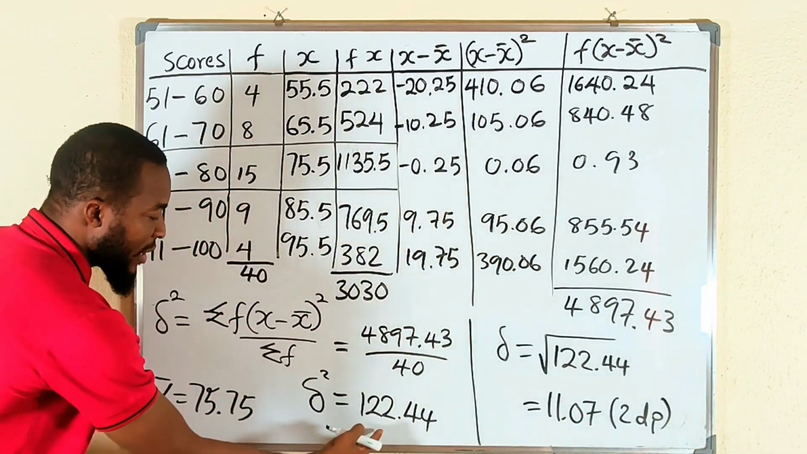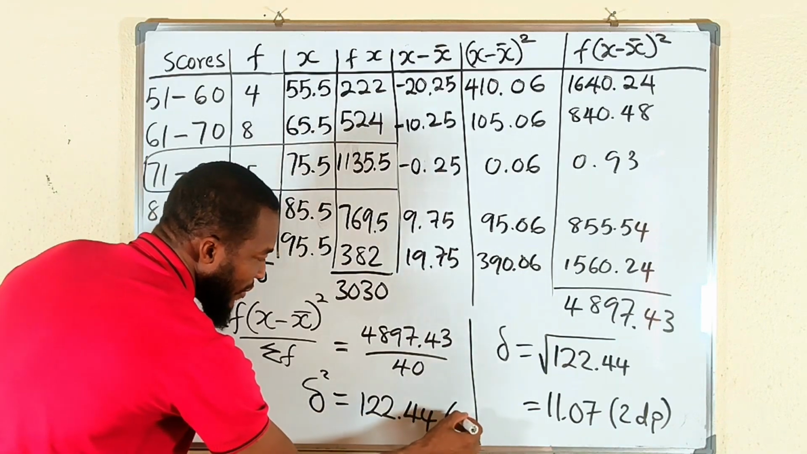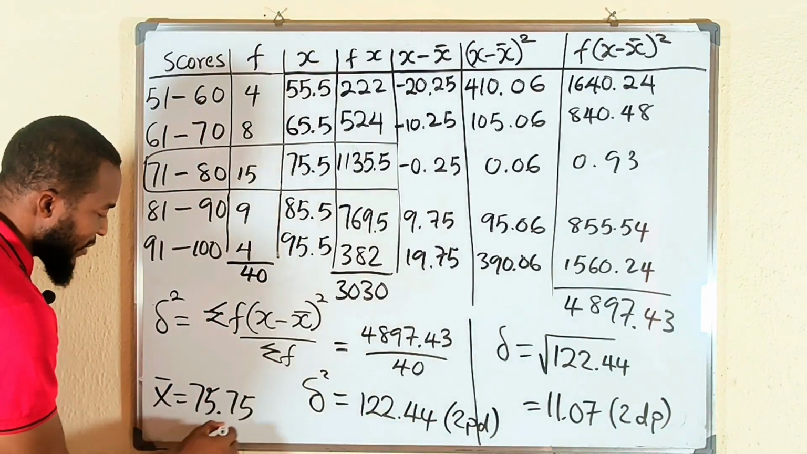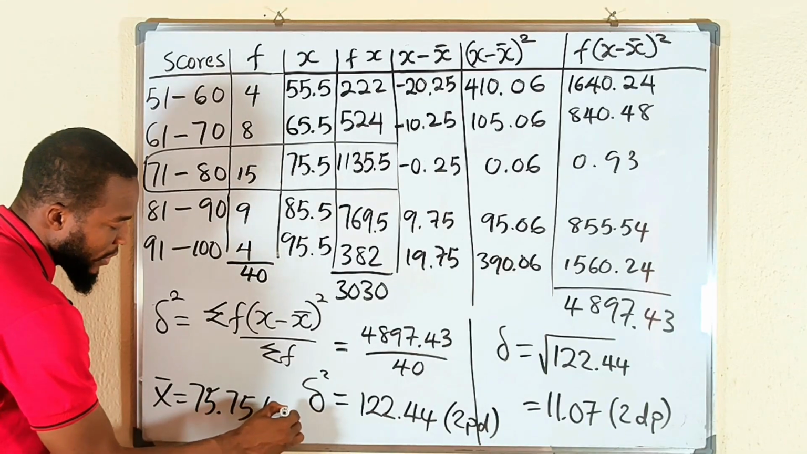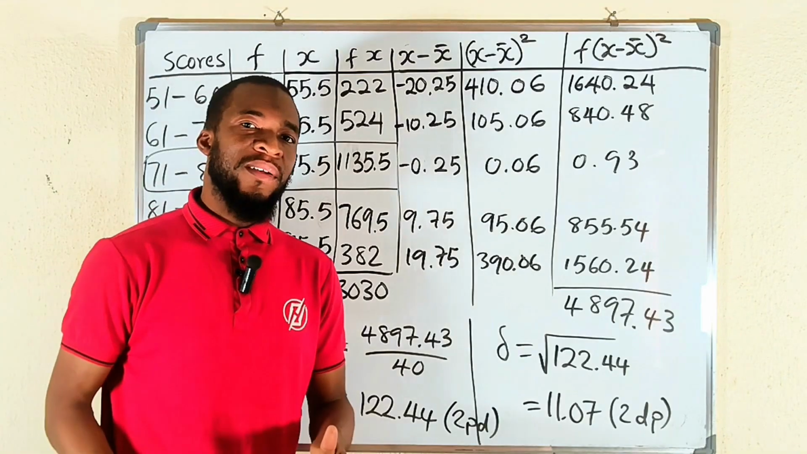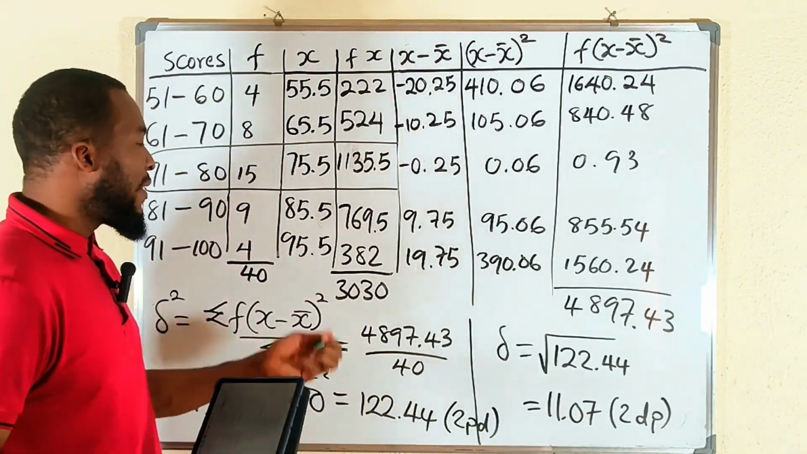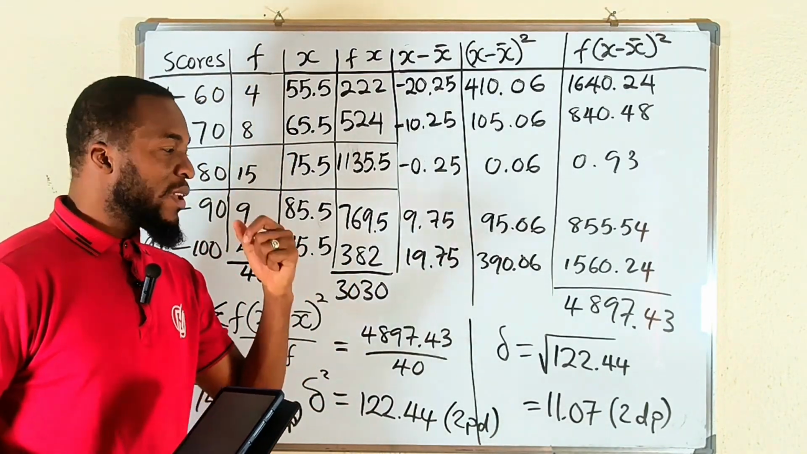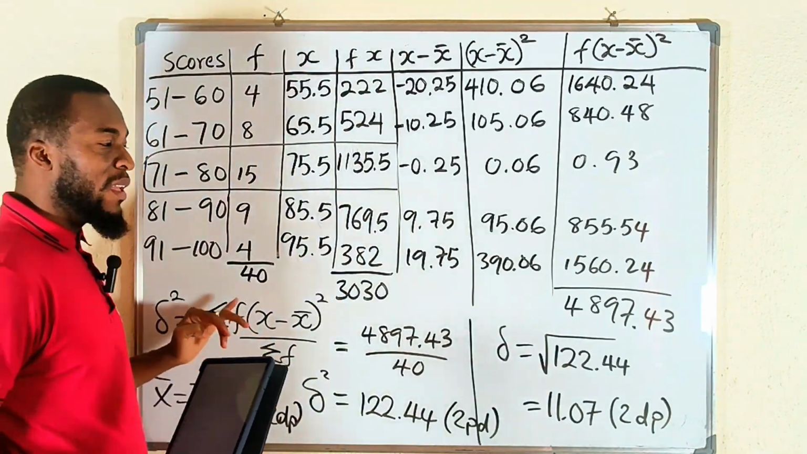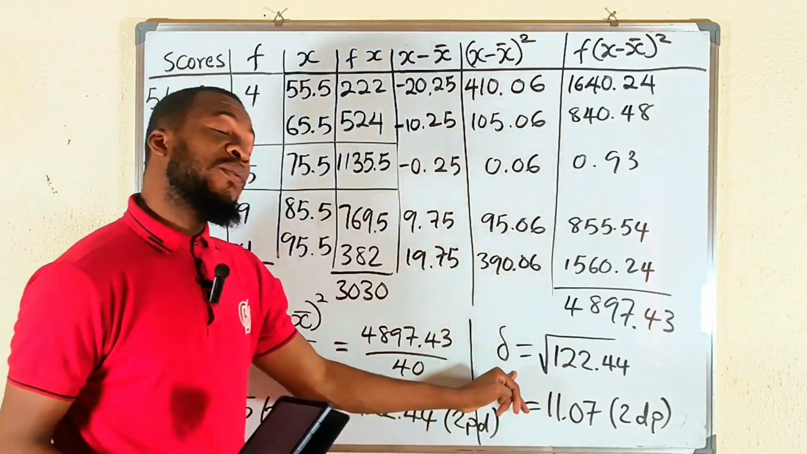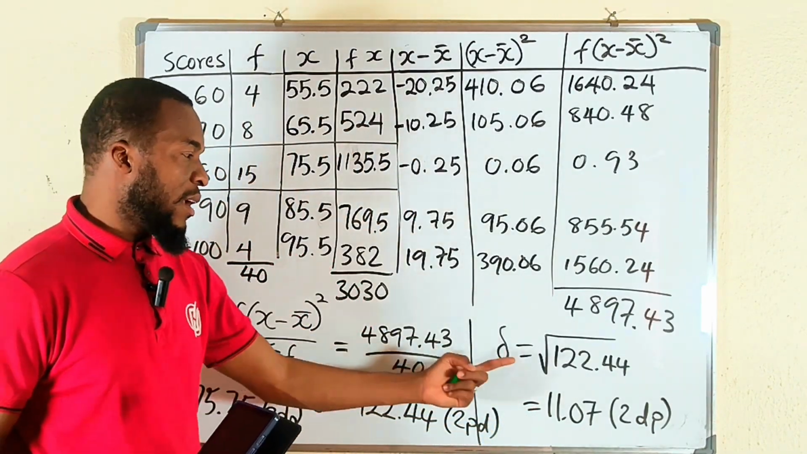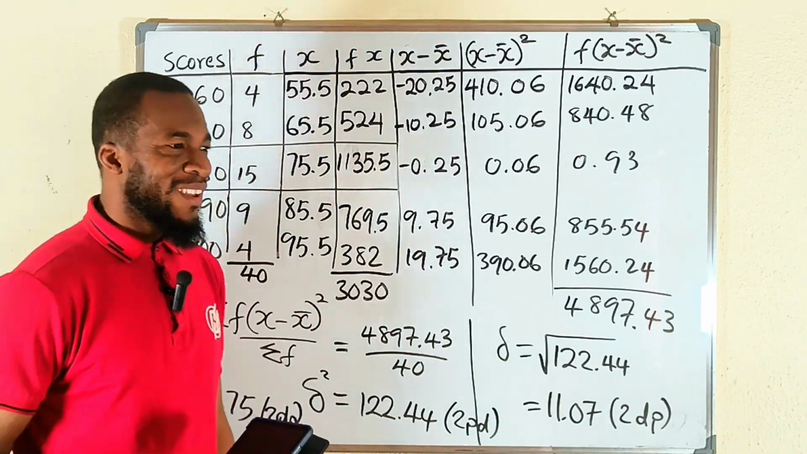Please, any number you have written, indicate the number of decimal places. Very important. 2dp. All of this, write them. So I think we have calculated all the 5 things I promised to show you how to find: the mean, the median, the mode, the variance, and the standard deviation. Even if the question didn't ask you for variance and asks you directly to find the standard deviation, make sure you find the variance first, then take the square root to find the standard deviation.